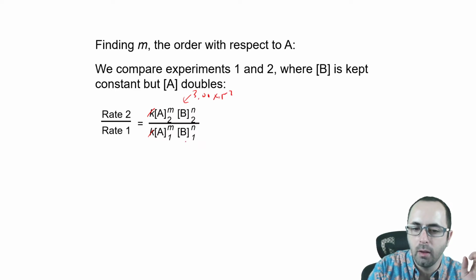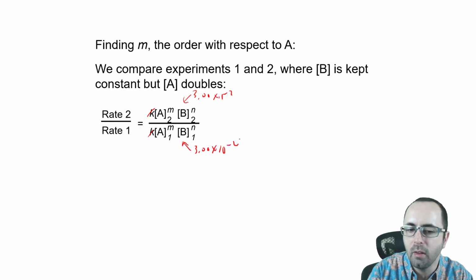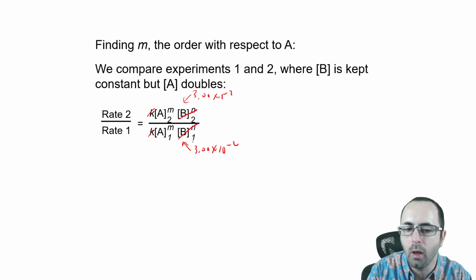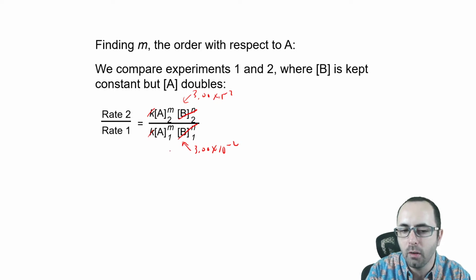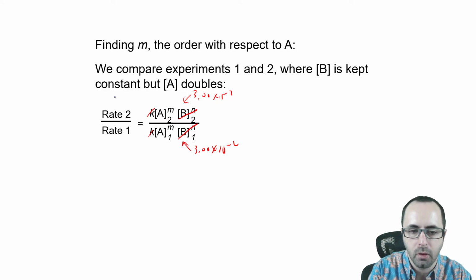That's this right here. And this is also 3.0 times 10 to the minus 2. These are the same. So if you divide these two numbers by each other, they're going to divide to 1. And so this will cancel as well. And that leaves you with just the rates here. So you have just the rates on this side and just the concentrations of A on this side.